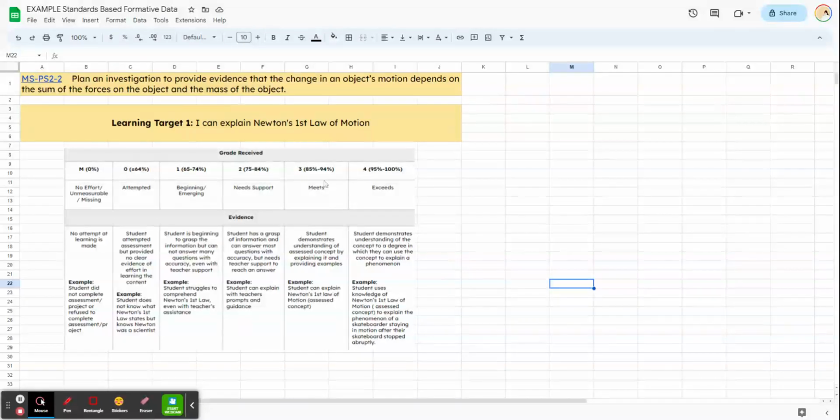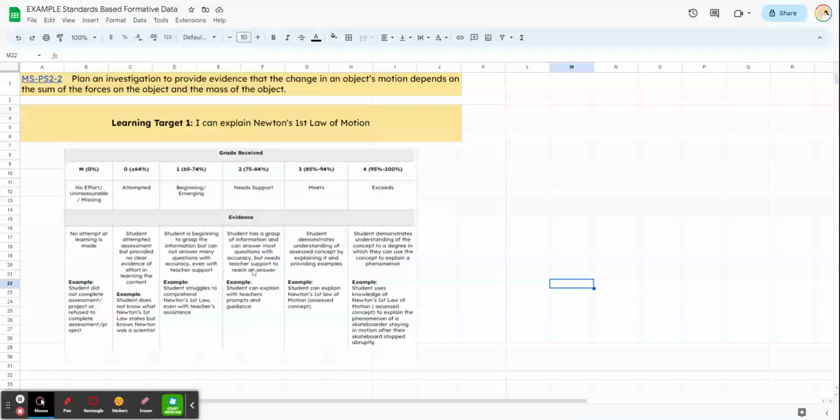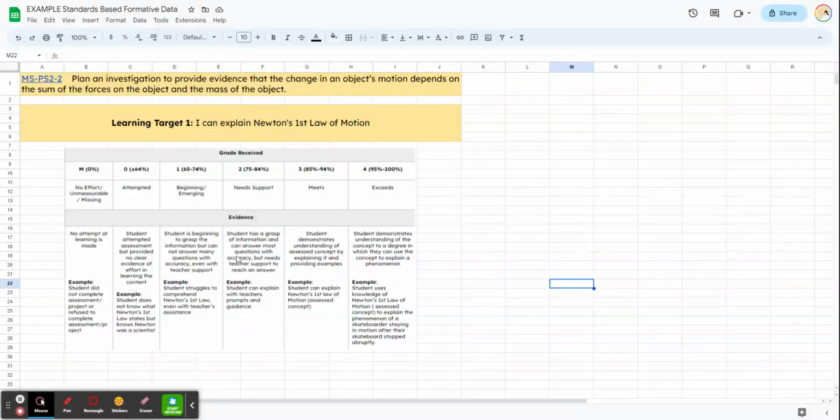So the goal of my class is to have a 3 and a 4 average. If they're having a 2, that means that I have to help them get to where they're supposed to be. For example, a student can start to explain Newton's first law of motion, gets a little confused, and you might prompt them with a question to get them back on track, and then they're able to finish answering the question. That would be a level 2 proficiency.